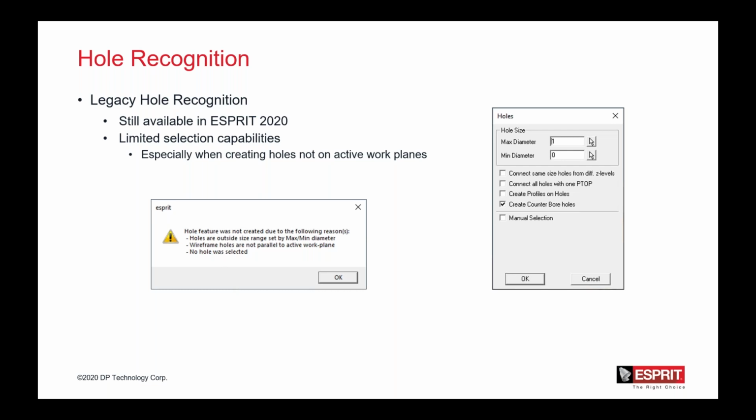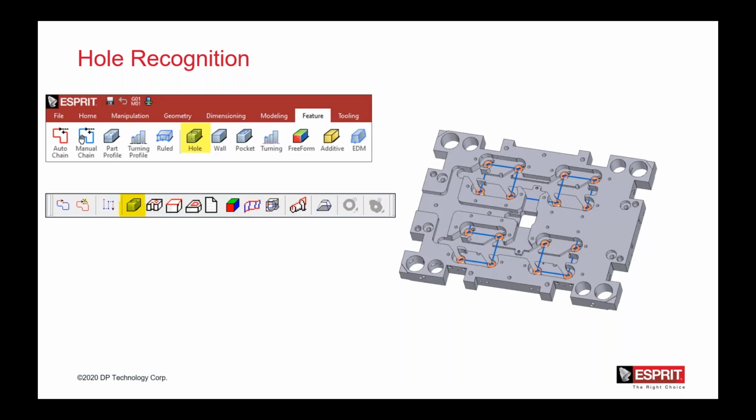It's limited selection capabilities. You can still filter by max and min diameter and a few other factors, but that's about it. It's still a very effective tool, but we do have a new hole recognition function, or a newer hole recognition function that's a lot more powerful. So the new hole recognition function will be shown on the feature ribbon in the new Esprit, and then also on the bottom there, that's on the features tab in Esprit 20X. You can see it's highlighted there, the hole recognition function.